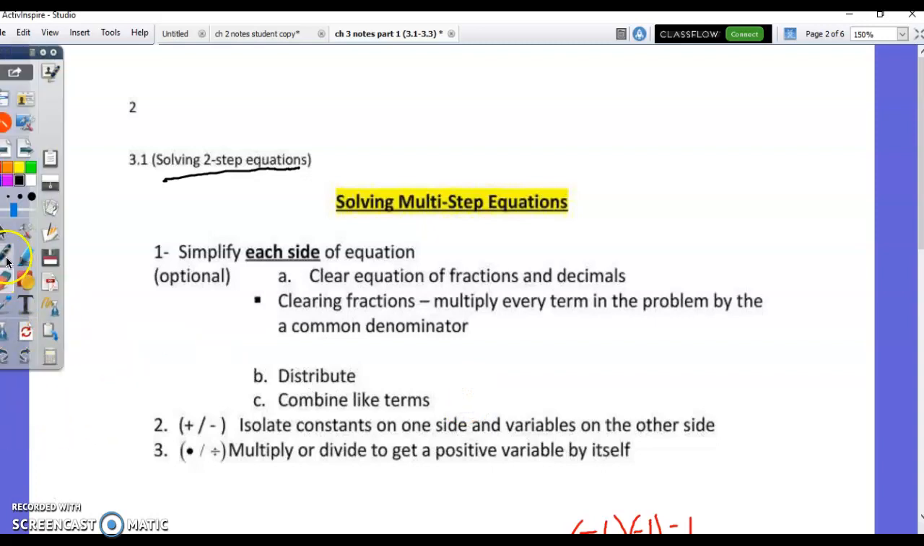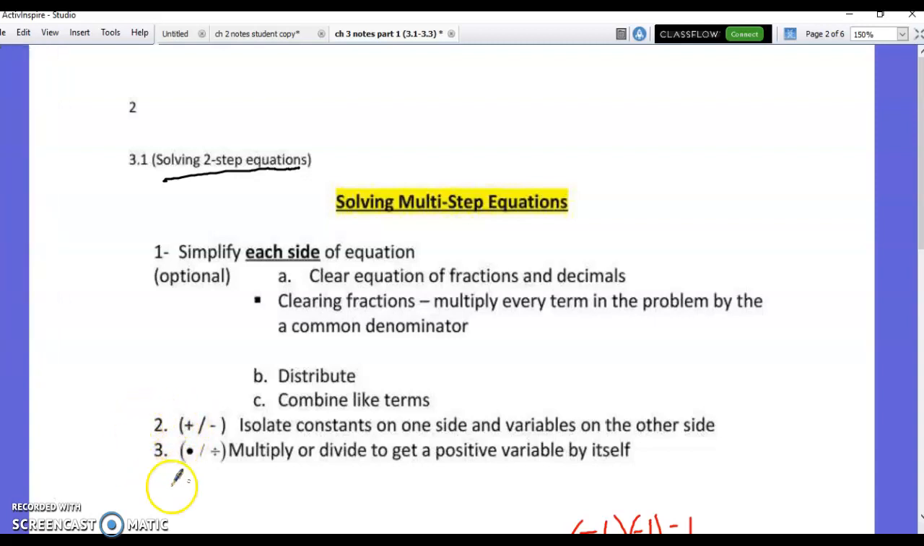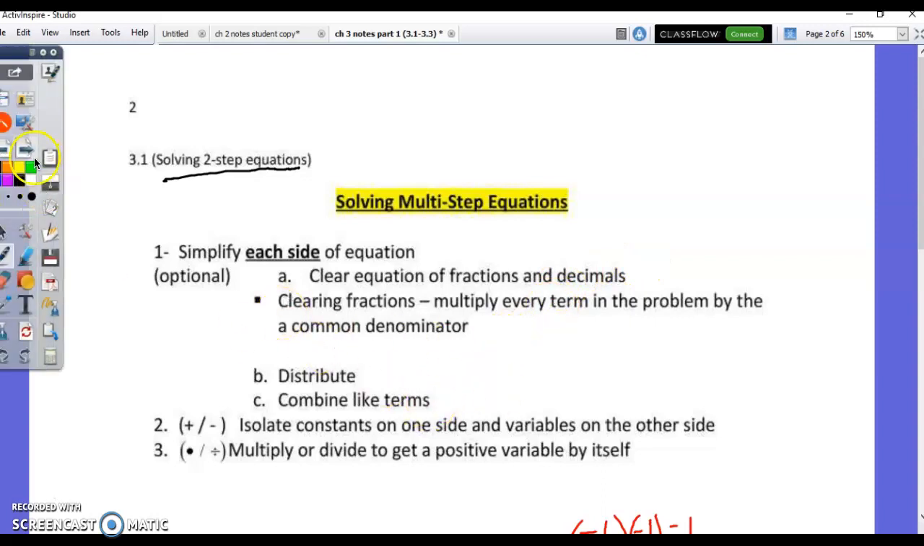So again, we're just going to add a few more steps because we did a 2-step, which involved these last two, and now we're going to be doing stuff with distributing and combining like terms. I'll do another lesson when we have to clear the fractions, when they have scary fractions in there. But right now we're going to do part B and C of step 1, which involves simplifying each side of the equation. So we are going to be leading up to where we have variable terms on both sides of the equation, so we might have to simplify both sides. But right now, it's just one side.